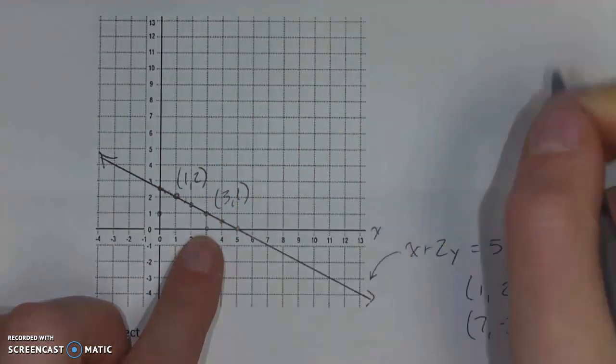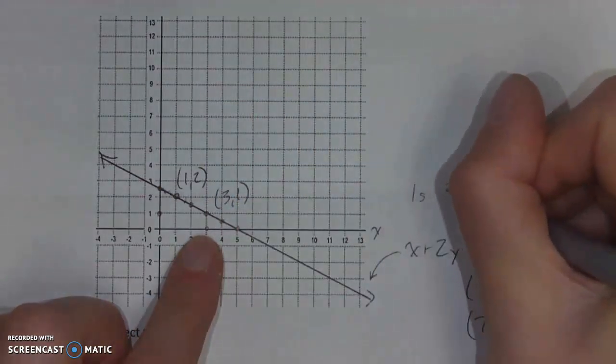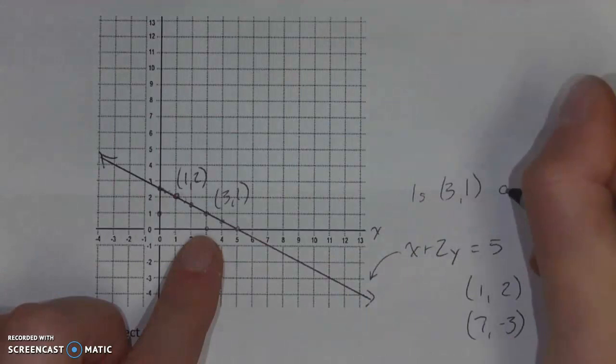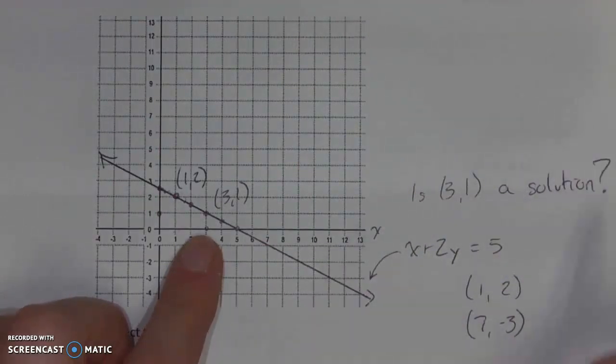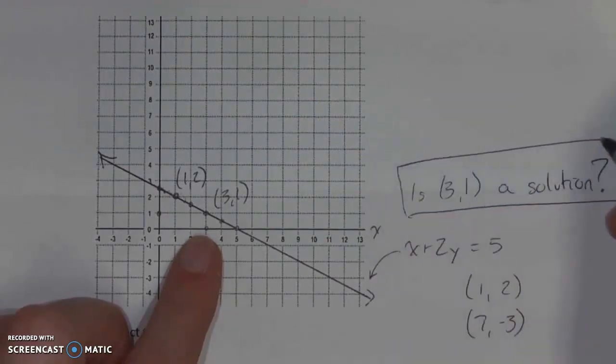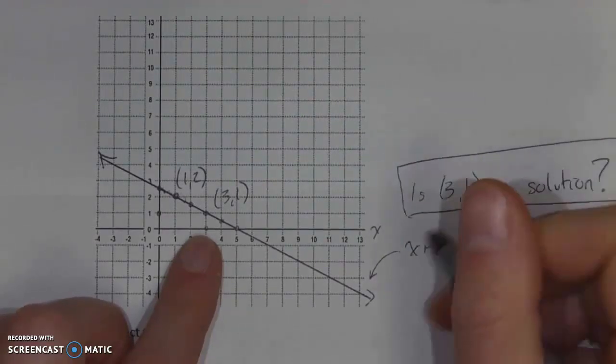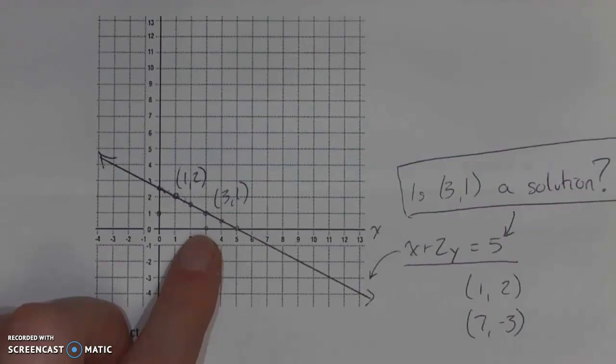In fact, go ahead and check, is 3, 1 a solution? And you can put that right on the note sheet next to the other two that we checked. So check that real quick. Is 3, 1 a solution to x plus 2y equals 5? Because it should be. Just show me the work.